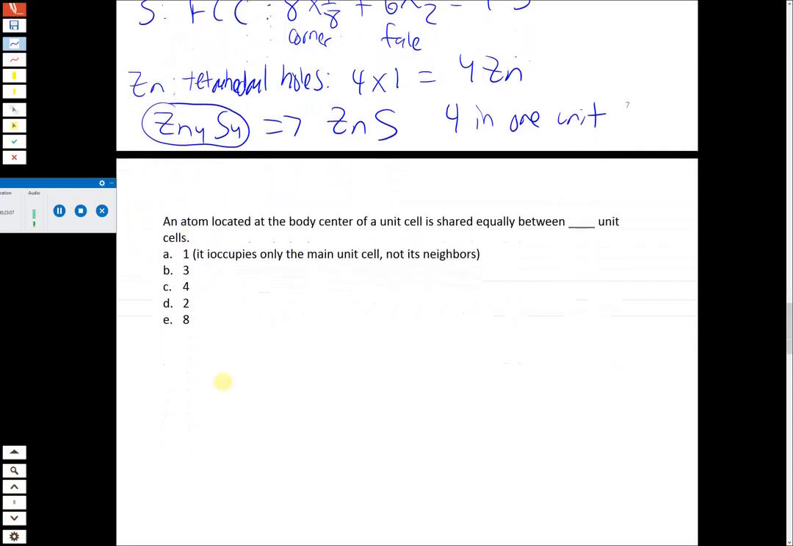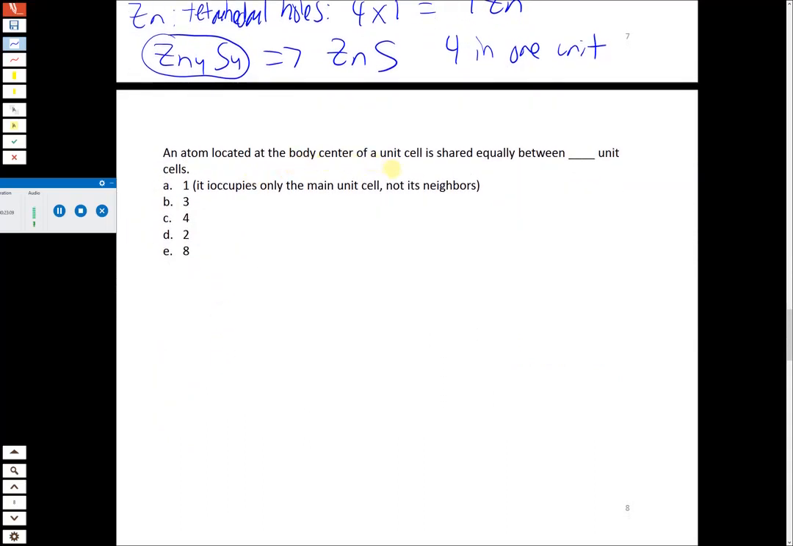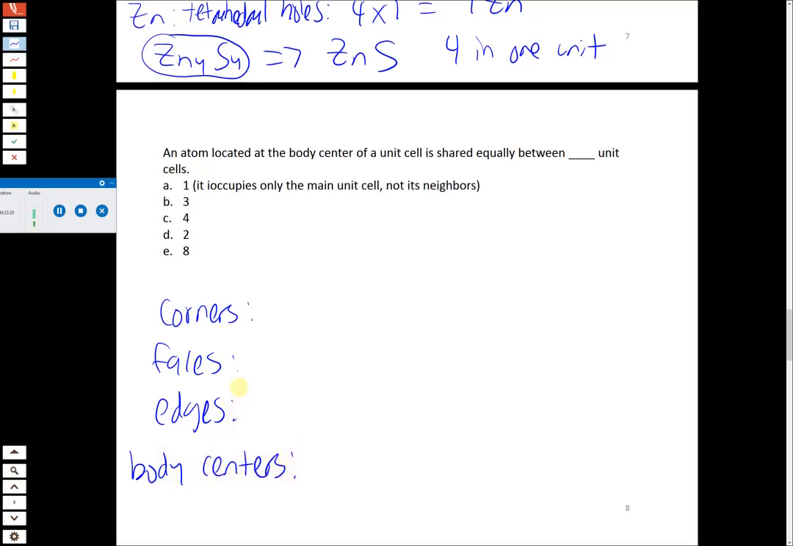Okay. Next one here deals with an atom at the body center of a unit cell is shared equally between how many unit cells. So this is just dealing with the positions in a unit cell, and we have, again, a few possibilities here. So we have corners, faces, edges, and body center. So these are basically the 4 different places that we can put atoms in a cubic unit cell. The corners are shared by 8 unit cells. So when we stack these cubic unit cells all next to each other, the corner positions are shared by 8 neighboring cells. The faces are shared by 2 unit cells.